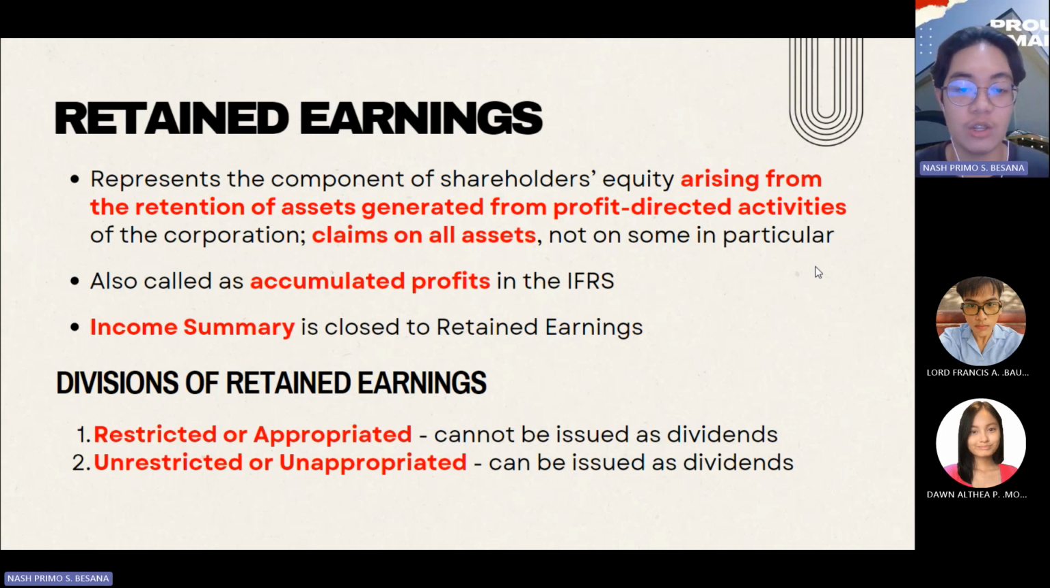So there are two divisions of retained earnings. Merong isa na restricted or appropriated. Ito yung hindi pwedeng i-issue as dividends kasi sinaserve siya for other purposes. And then second, ito yung unrestricted or unappropriated. Dito naman tayo pwedeng kumuha ng dividends.